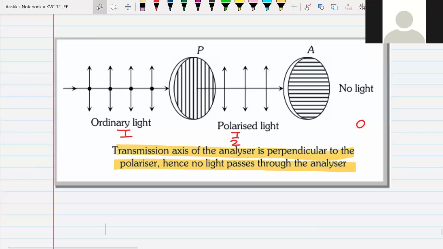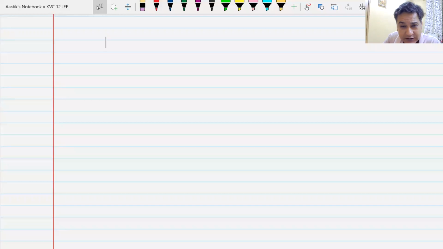Okay. Now, we have seen the condition of what happens when the angle is 0. We have seen the condition when the angle between them is 90 degrees. When I say between them, I mean the polarizer and analyzer, the angle between the transmission axis of the polarizer and analyzer. What happens if they are at a different angle, not 0 or 90?